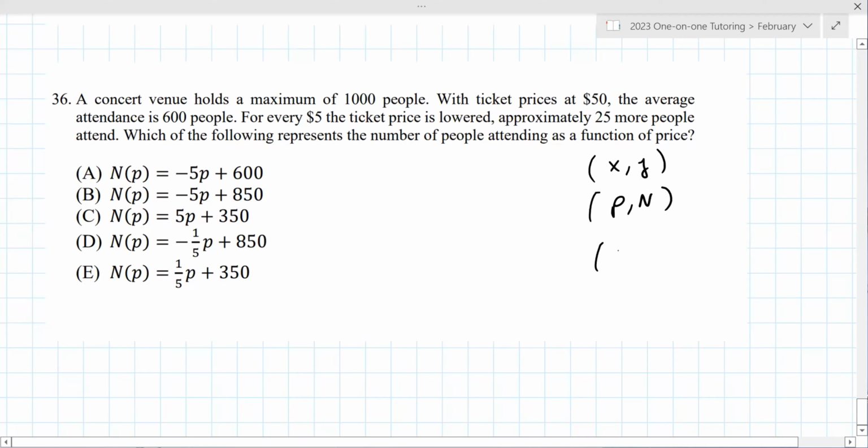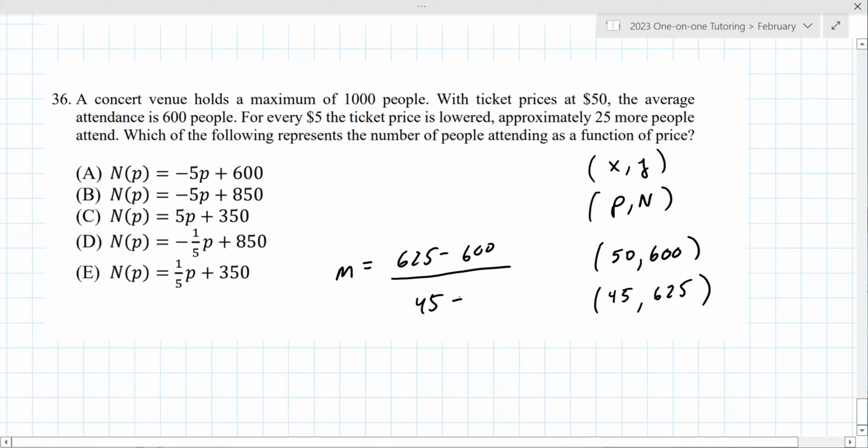So for $50, there's 600 people that attend. But if it's lowered to 45, 625 people attend. So you have to find the slope between those 2 points. This really is the key here, to do this part. So y2 minus y1, that's 625 minus 600 over 45 minus 50. So 25 over minus 5 gets you down to minus 5 as your slope.